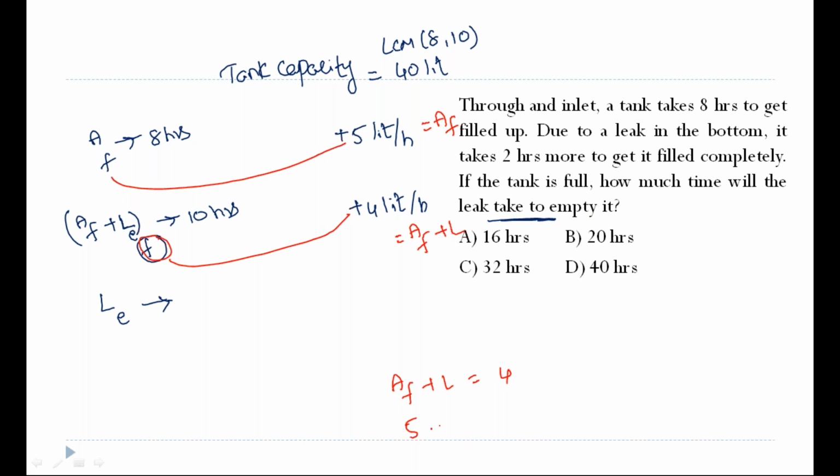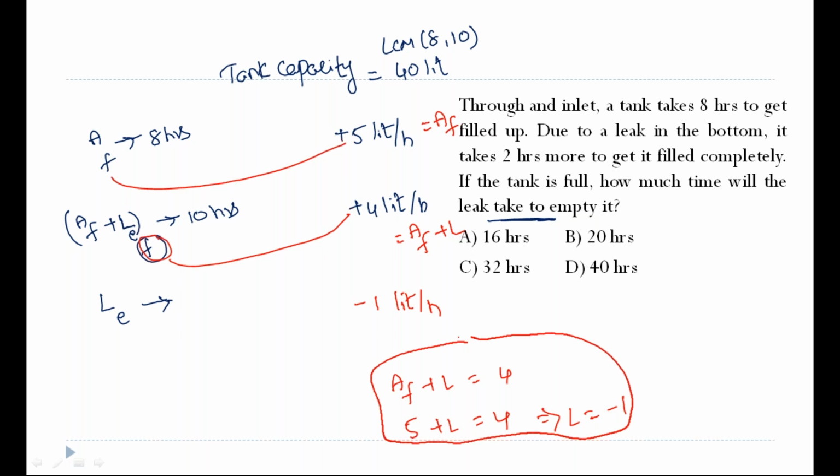A filling plus leakage is 4. A filling is 5 liters. The leakage is -1. Sir, I got -1. Yes. Leakage duty is what? It is emptying. Minus indicates empty. It is emptying 1 liter per hour. Then what's the time taken by leakage alone? It is option D, my dear friends. It's not option B. Option D. It is removing 1 liter per hour.